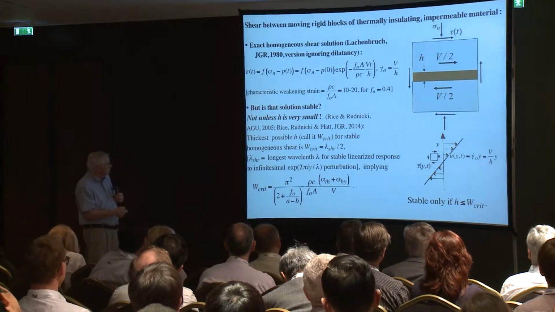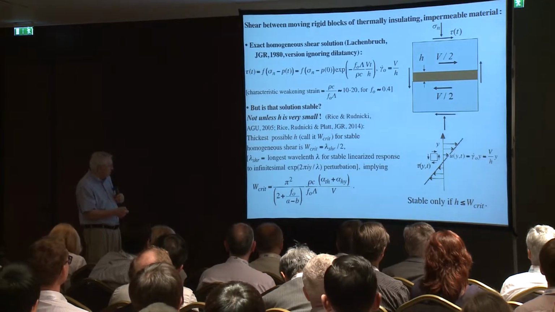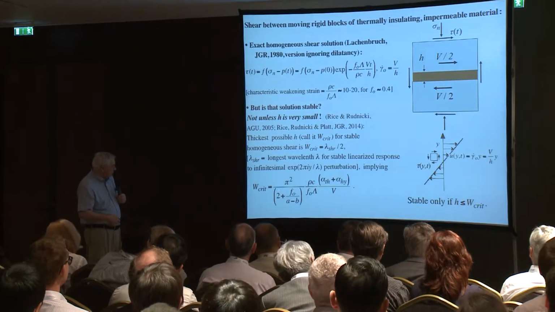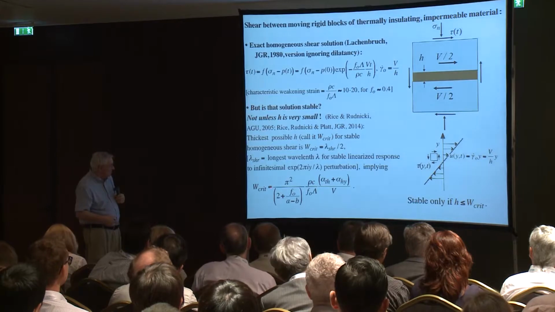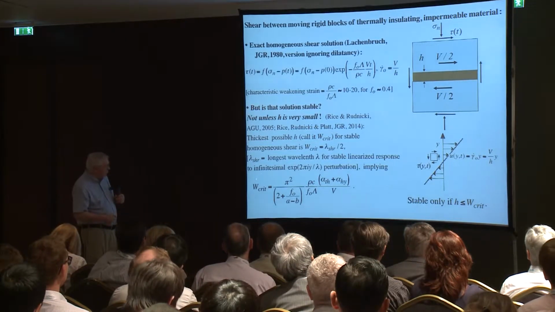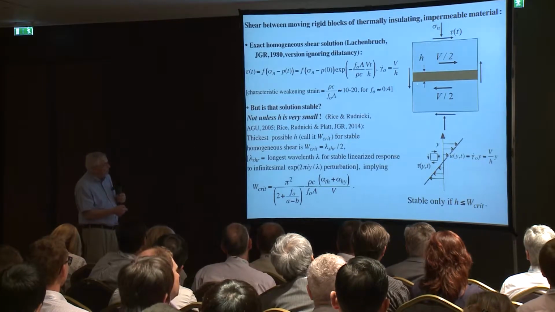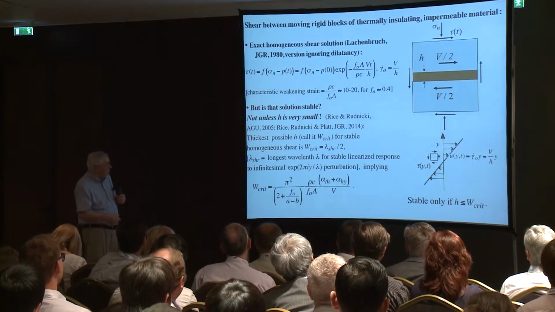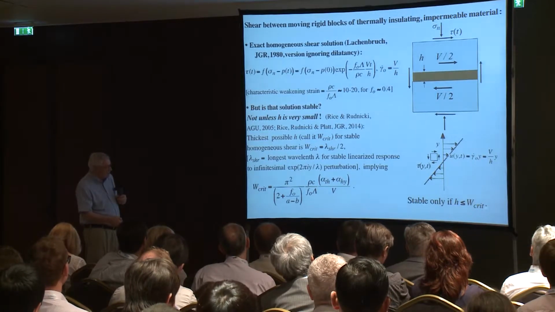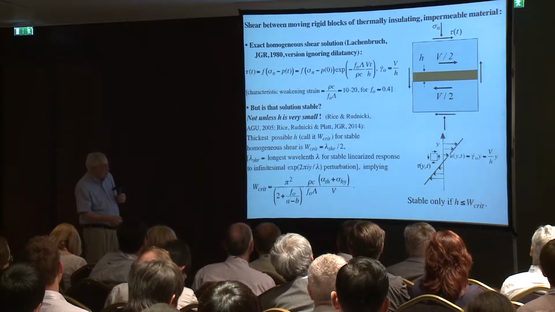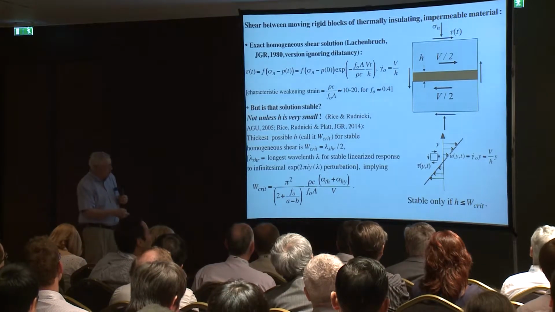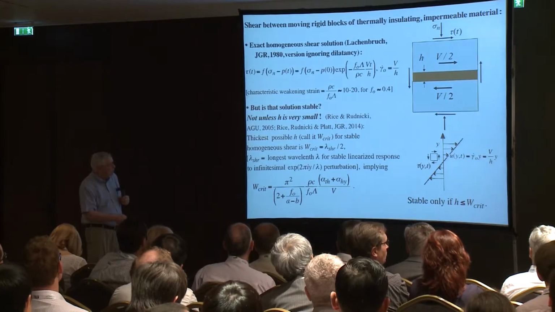But in a series of papers, we worked out that you would localize, and we could estimate the thickness of the localized zone. So the Lockenbrook solution is stable only if the thickness of the zone is less than this critical thickness, which is what's said down here at the lower bottom right of the figure.